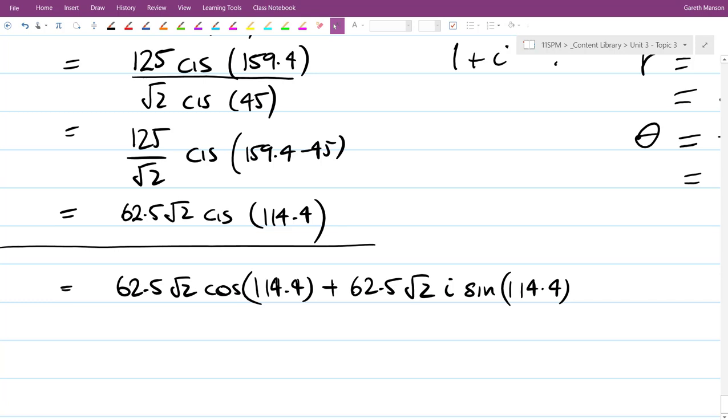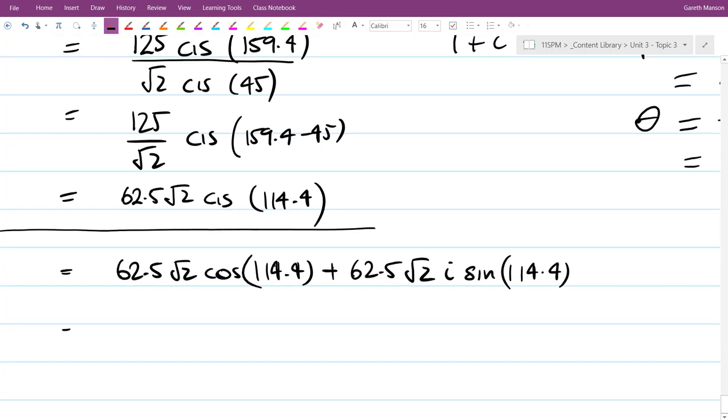So I'm going to subtract 45 from that, and then I'm going to calculate 62.5 times root 2 times cos of my answer, and I actually get, oops, that moved on me, negative 36.5. Then I'm going to change that to be sine of my answer, and I get plus 80.5i. That worked out quite nice.